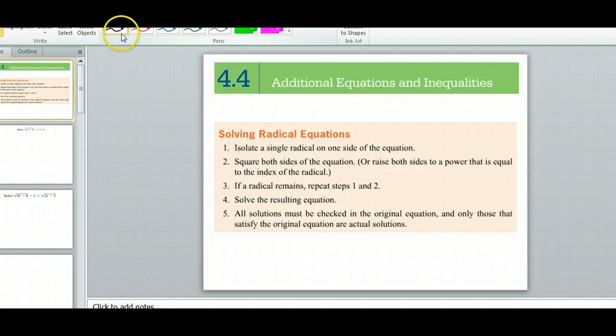This is 4.4 additional equations and inequalities. The first type of equation we're going to start with of these additional ones is radical equations. So radical, that just means we have some type of a root, right, or a fractional exponent.